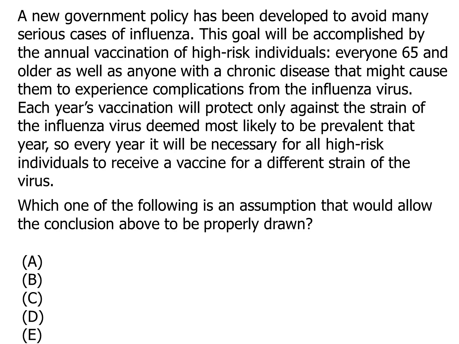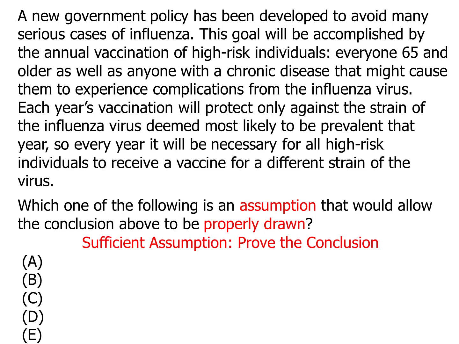Question 15. Which of the following is an assumption that would allow the conclusion above to be properly drawn? Properly drawn, assumption. This is a sufficient assumption question. On a sufficient assumption question, our job is to find a new piece of evidence in the answer choices that, when added to the evidence we've already been given in the stimulus, will prove the conclusion that the stimulus draws absolutely true. No doubts, no ifs, ands, buts, the conclusion is 100% true.